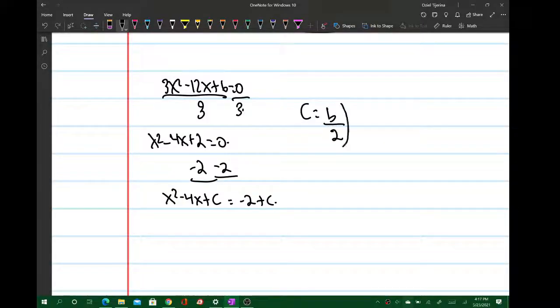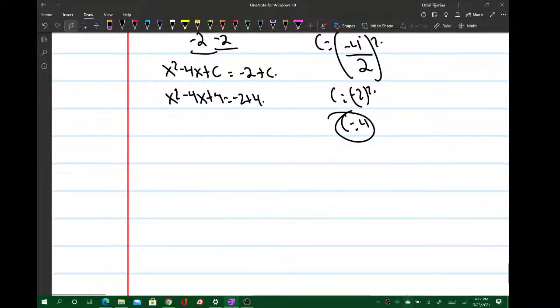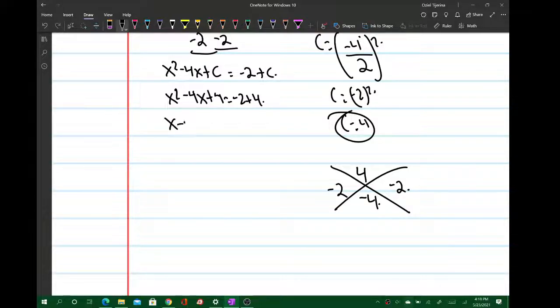C equals b over 2 quantity squared, where b is equal to negative 4, so c equals negative 4 over 2 quantity squared. You have c equals negative 2 quantity squared, c equals 4, right? So then you have x squared minus 4x plus 4 equals negative 2 plus 4. So then you would factor this. Two numbers that multiply to 4 and add to negative 4 are negative 2 and negative 2, right? So you would say x minus 2 quantity squared equals 2.